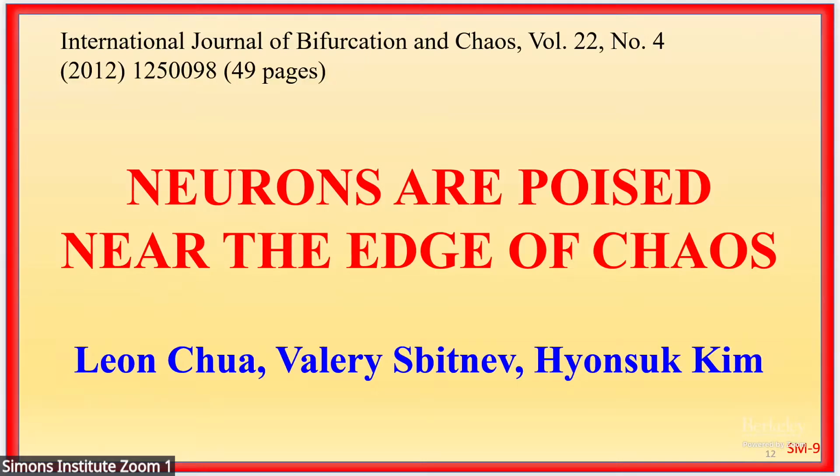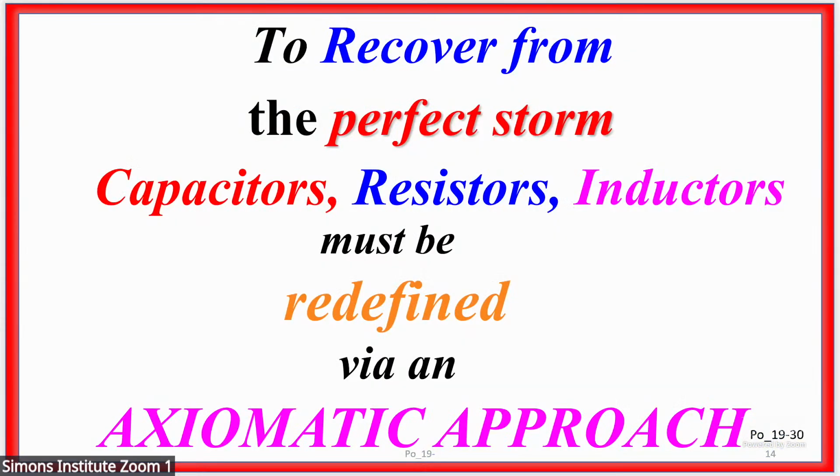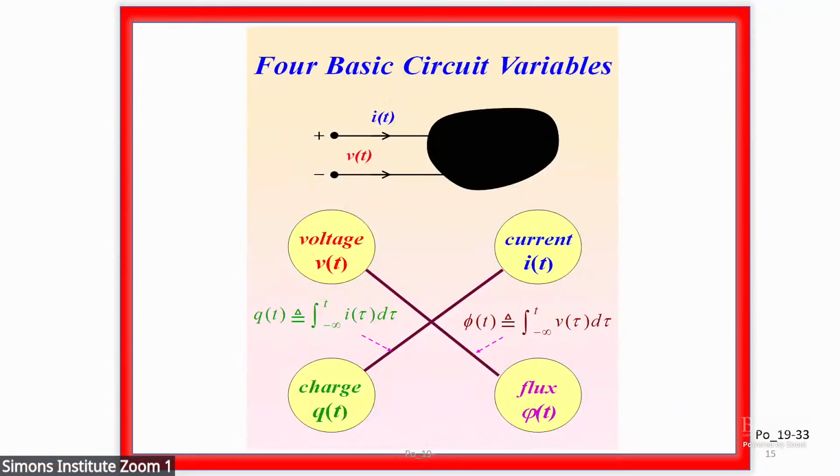Now, it turns out that there was a crisis in these time-varying conductances, and I had to develop a new theory, what I call the axiomatic approach, to define these four elements. Take any black box with two wires coming out, and there are four variables: the fundamental voltage and current, V and I. If you integrate the current, you get a charge, the third fundamental variable. If you integrate the voltage, you get a flux. These are the four fundamental circuit variables in my axiomatic definition of circuit elements.